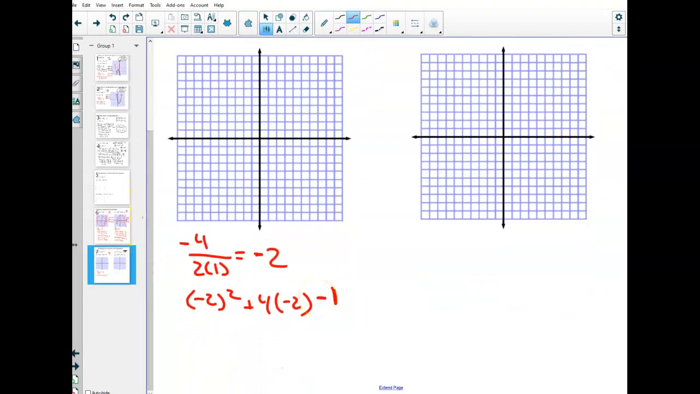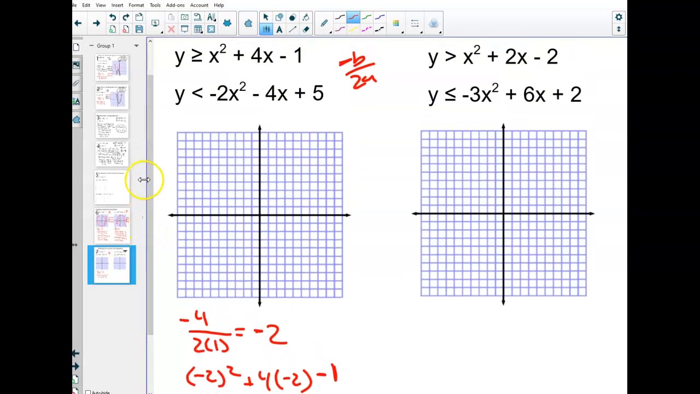Minus 1. So we're looking at 4 minus 8 minus 1, and we're looking at negative 5 here. Okay. So my vertex is going to be negative 2, negative 5. I have a point of 0, negative 1. So when I do this, negative 2, 1, 2, 3, 4, 5, 0, negative 1. And then if I draw my little line of symmetry, 1, 2, 1, 2, so point negative 4, negative 1. And that's really enough to draw my parabola right now. Okay? It is a greater than or equal to, so it is a solid line.